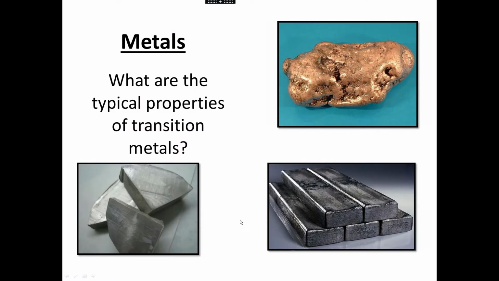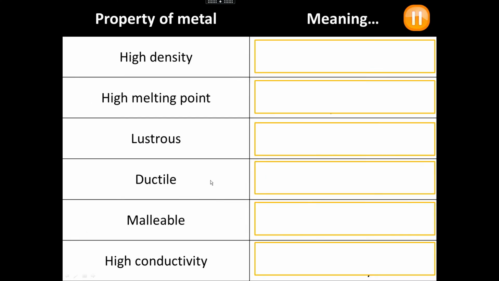Now let's revise what those properties are. The typical properties of transition metals. Well, if we're looking at physical properties, we've got these ones. Feel free to pause the video and just check in your mind. You don't have to write it down. What do these properties mean? Pause it now. Let's go through the answers.